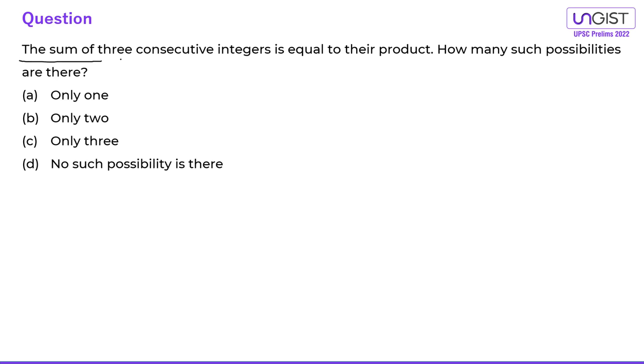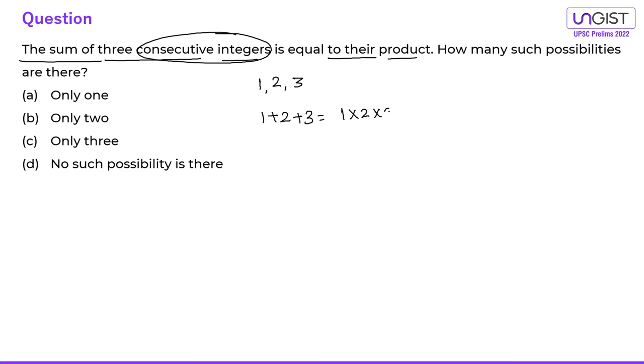Next question is saying the sum of 3 consecutive integers is equal to their product. Okay, how many such possibilities are there? Guys, they are saying consecutive integers, right? Integers can be positive also, integers can be negative also, and 0 is also an integer, right? So consecutive integers they are talking about. So 1, 2, 3. So 1 plus 2 plus 3 is equal to 1 into 2 into 3, which is 6. Fine. And minus 1 minus 2 minus 3 is equal to minus 1 into minus 2 into minus 3, which is equal to minus 6. Fine. And now minus 1 plus 0 plus 1 and minus 1 into 0 into 1. This is 0.